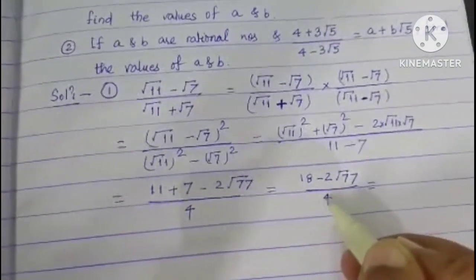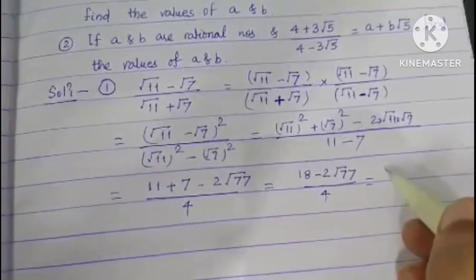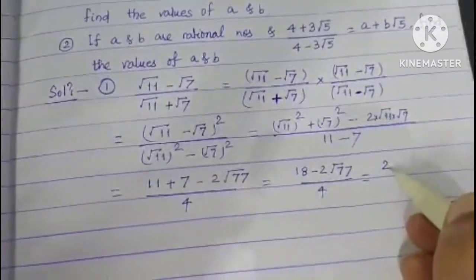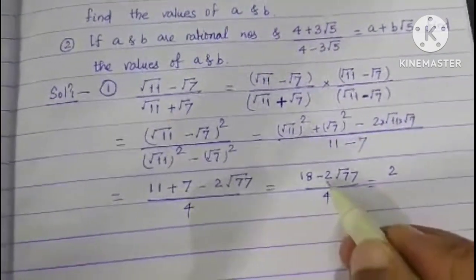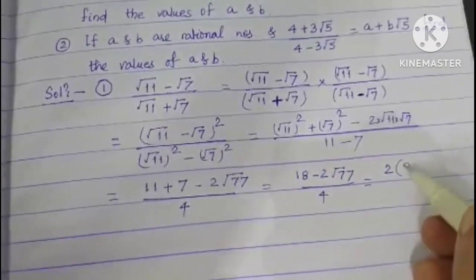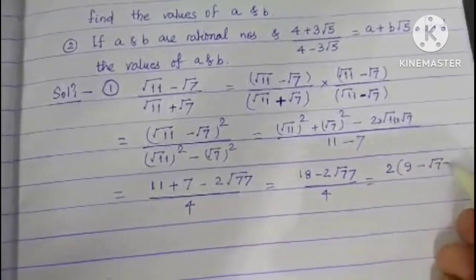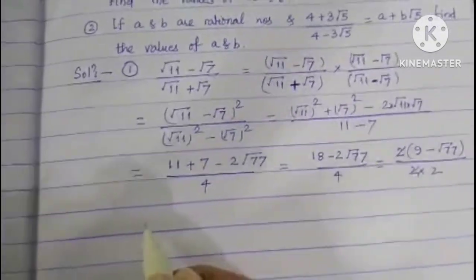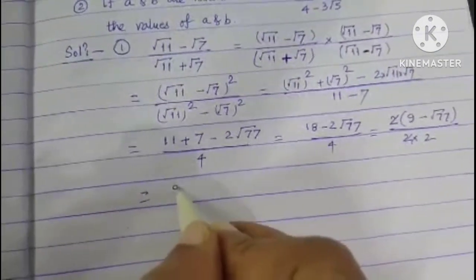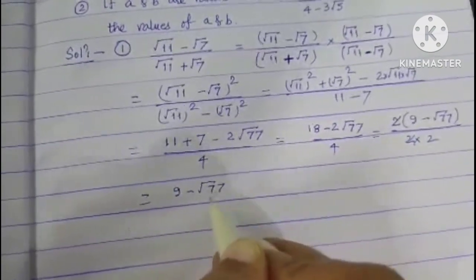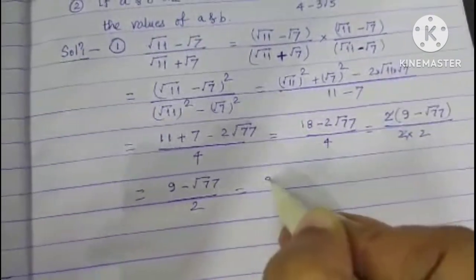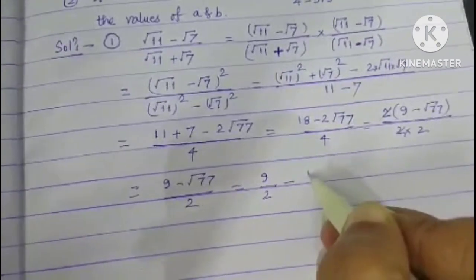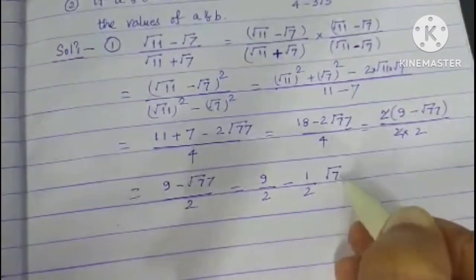You can divide by 2 also. You can take 2 out: 2 times (9 minus root 77) divided by 2 times 2, the 2s you can cancel, that will be equal to (9 minus root 77) divided by 2, that will be equal to 9 by 2 minus 1 by 2 root 77.